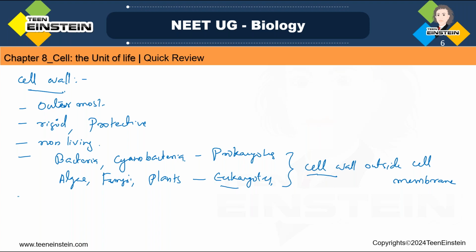And this cell wall is a rigid structure, we said. It gives shape and size to that cell, and apart from all these things, it is providing mechanical support to that cell. So the cell wall is rigid, maintaining the shape and size of the cell, and also providing mechanical support.